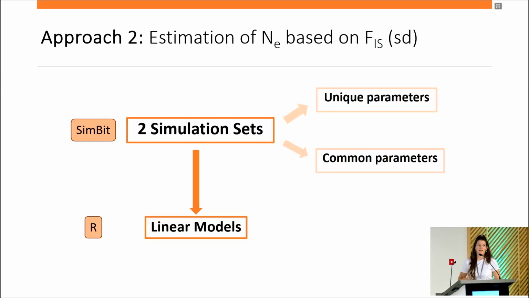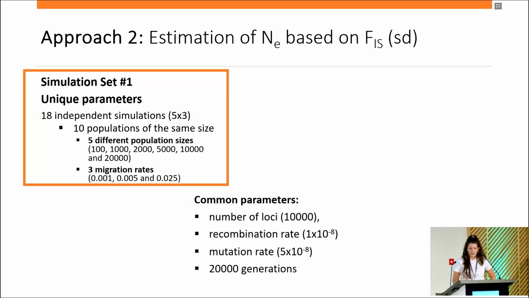Okay, going now to my second approach. And this was based on the standard deviation of the hybrid coefficient. So here we did 2 different simulation sets, and we used the SimBit software. For the simulations, we used some unique and some common parameters. And then, based on the results, we ran some linear models on the standard deviation that we obtained. Okay, the common parameters that we used were the number of loci, the recombination rate, the mutation rate, and the number of generations that you can see on the screen.